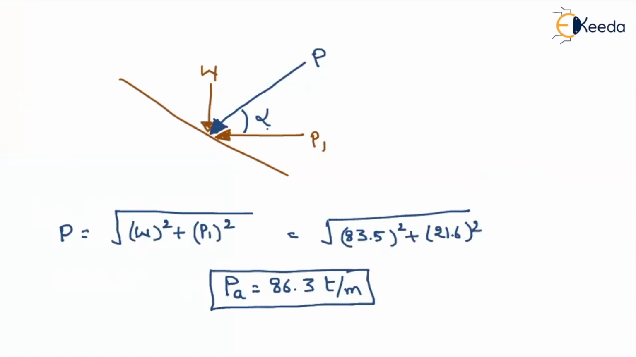Then what about this angle alpha? If you want to consider tan alpha, that will be equal to W divided by P1. So if you work it out, you will get the alpha value as around 75 degrees 45 minutes. Okay, this is what we do for the inclined back wall.